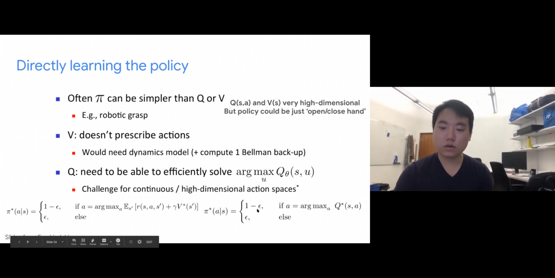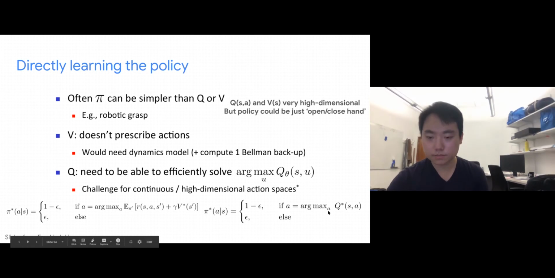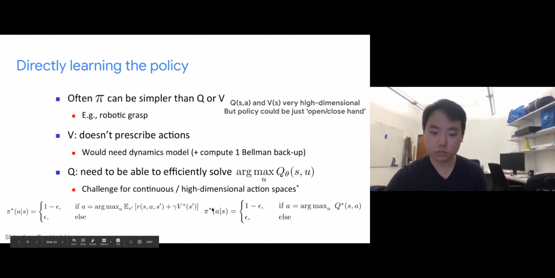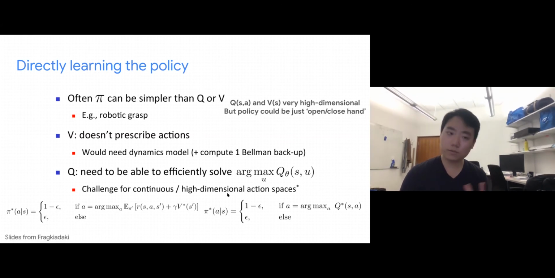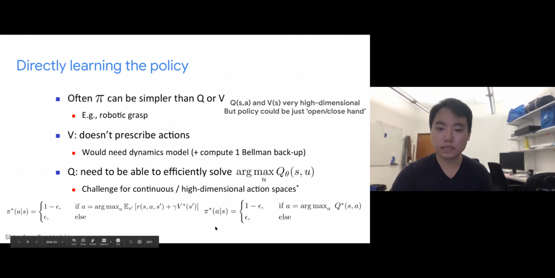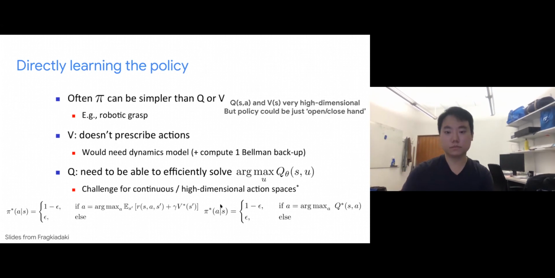And likewise, even if computing this one-step lookahead is not difficult, you do need an argmax over your actions before you can get the best possible policy. And that presents a challenge for continuous and high dimensional action spaces. You might not be able to do this argmax over your actions very easily. So sometimes it makes more sense to directly optimize for a policy instead of computing these Q stars and V stars before obtaining a policy.